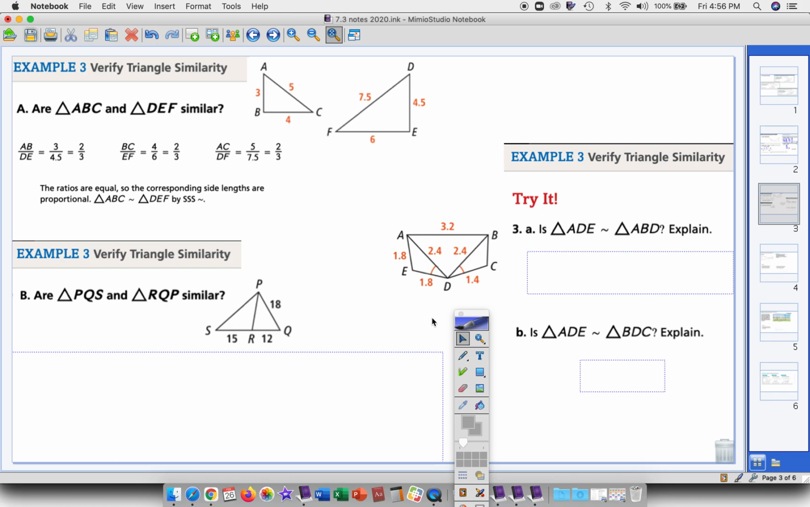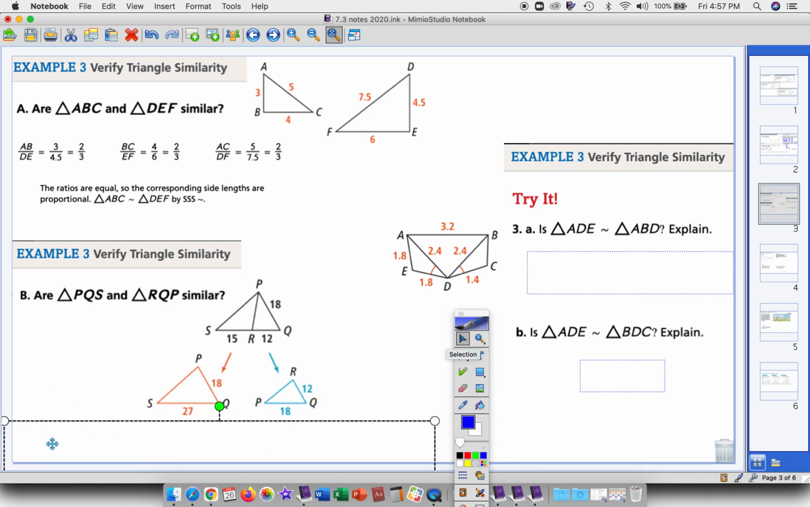For part B, we're using triangles PQS, okay, that's the large triangle, and RPQ. So let's see what we can do here. We can divide it into the 2 triangles and relabel. So SQ is the sum of 15 and 12. And then we're using this triangle, so we have the 12 and 18. Notice angle Q is a shared angle.